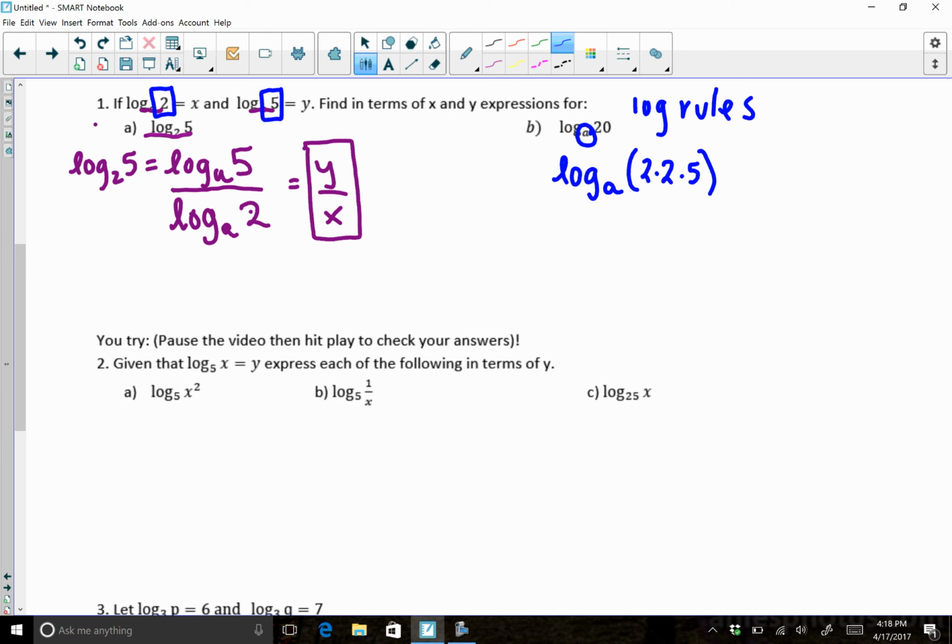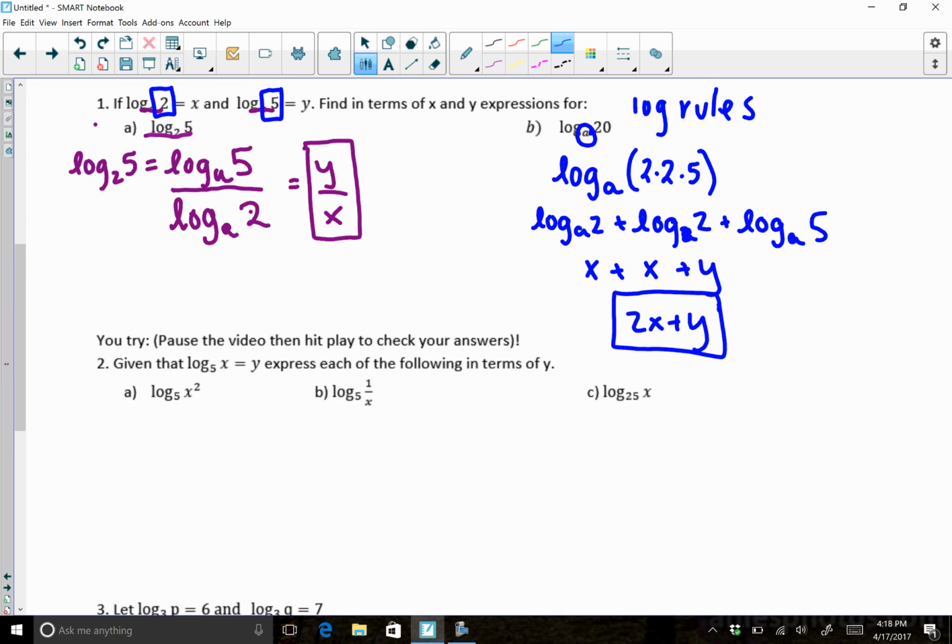And now we can split this up using our log rules. This is log base a of 2 plus log base a of 2 plus log base a of 5. Simplify a little bit here. Log base a of 2 is the same thing as x, so this is x plus x plus y, or 2x plus y.